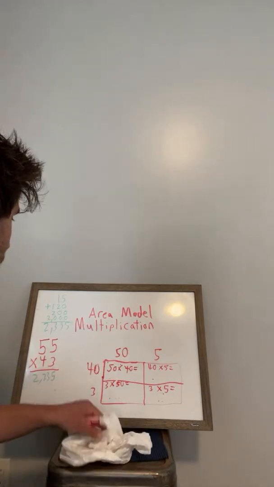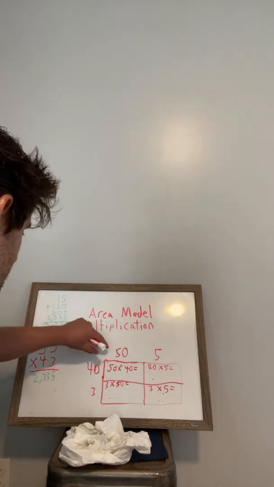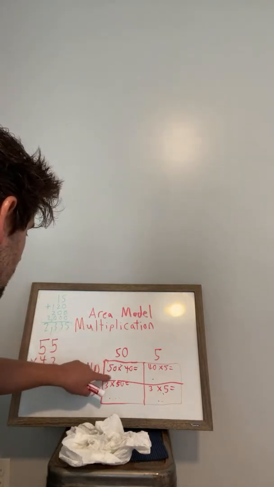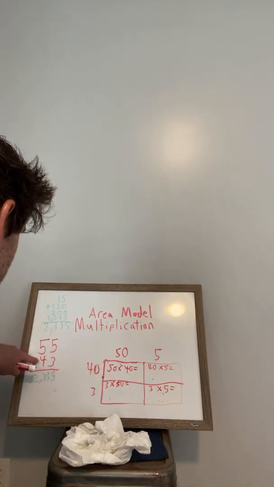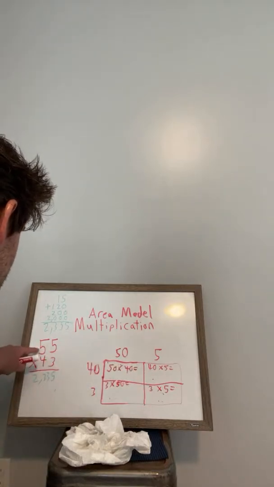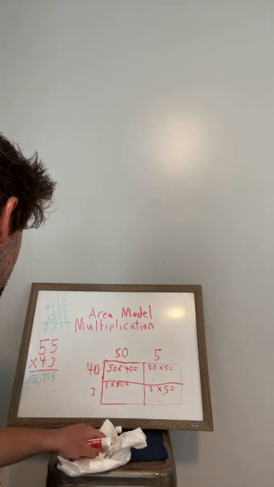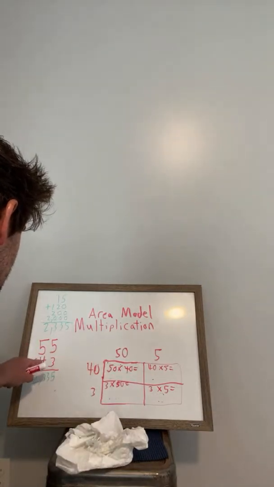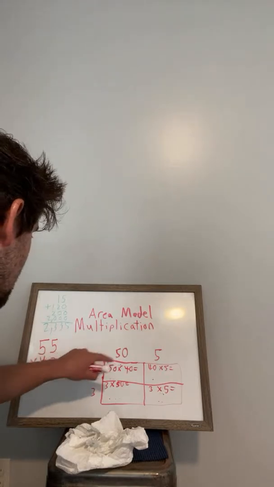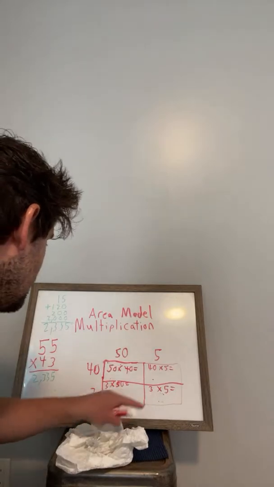So with the area model, when you're doing 2-digit by 2-digit multiplication, the first box right here, you always multiply the two numbers in the tens place, 50 times 40. This box, you're multiplying 40 times 5. So tens place, tens place, tens place, ones place, tens place, ones place, ones place, ones place.